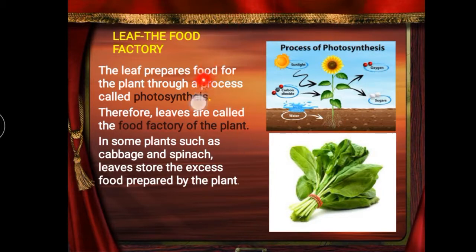This is the process of photosynthesis. The roots absorb the water and minerals from the soil. Then the leaf will prepare the food by the process called photosynthesis, with the help of sunlight, and supply it to the different parts of the body. So the leaf prepares the food through photosynthesis. Then the leaf is called the food factory of the plant.